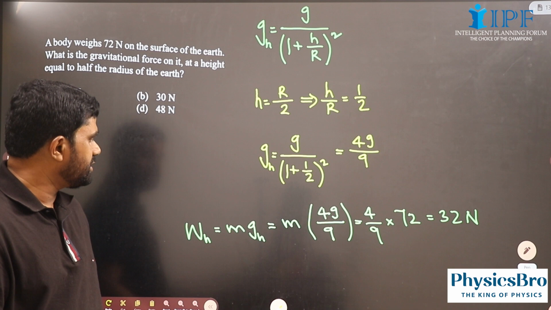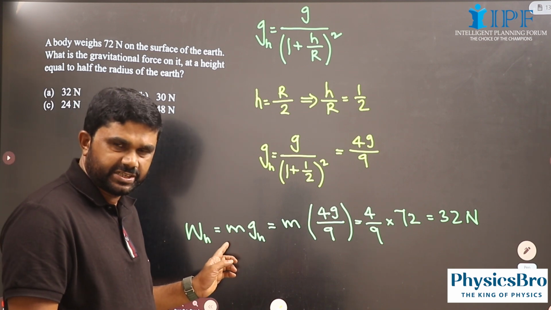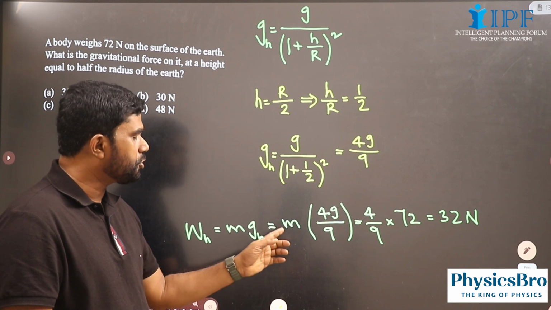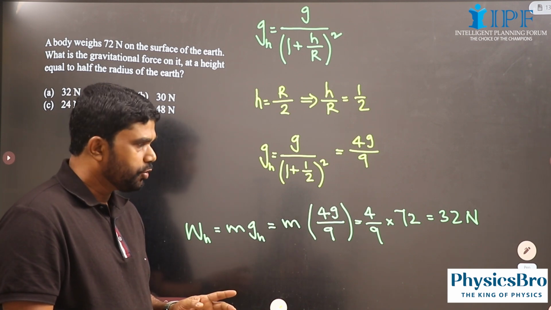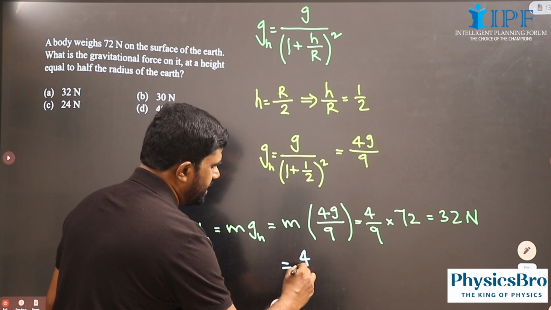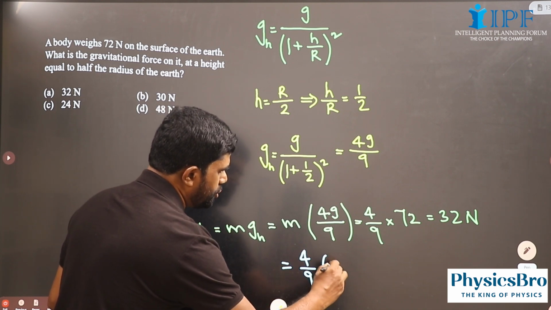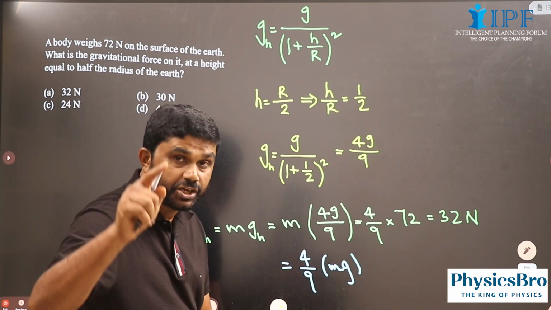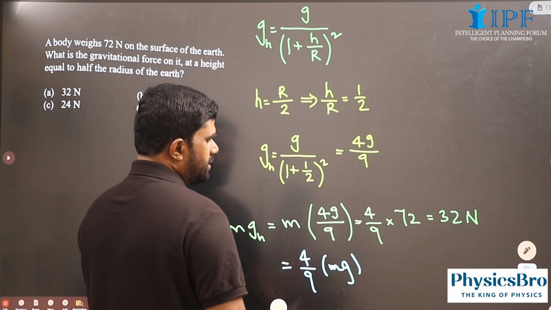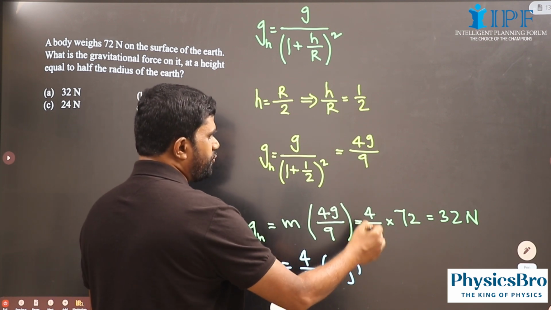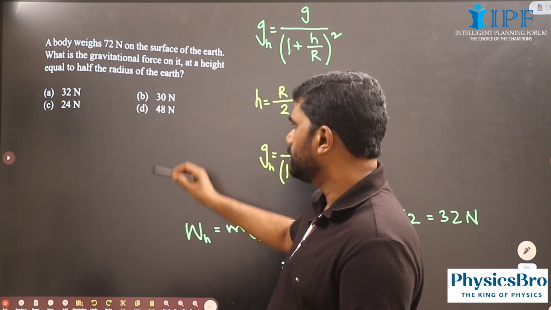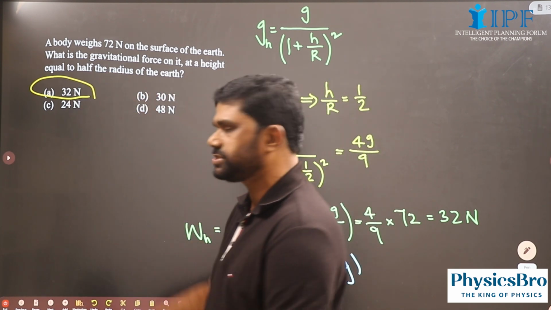And w with the suffix h, means the weight at a height h, equals m into g with the suffix h, equal to m into 4g by 9. We can write it as 4 by 9 into mg, where mg is the weight on the surface of earth, and it is given as 72. So 4 by 9 into 72 is equal to 32 Newton. 32 Newton means it is the first option.